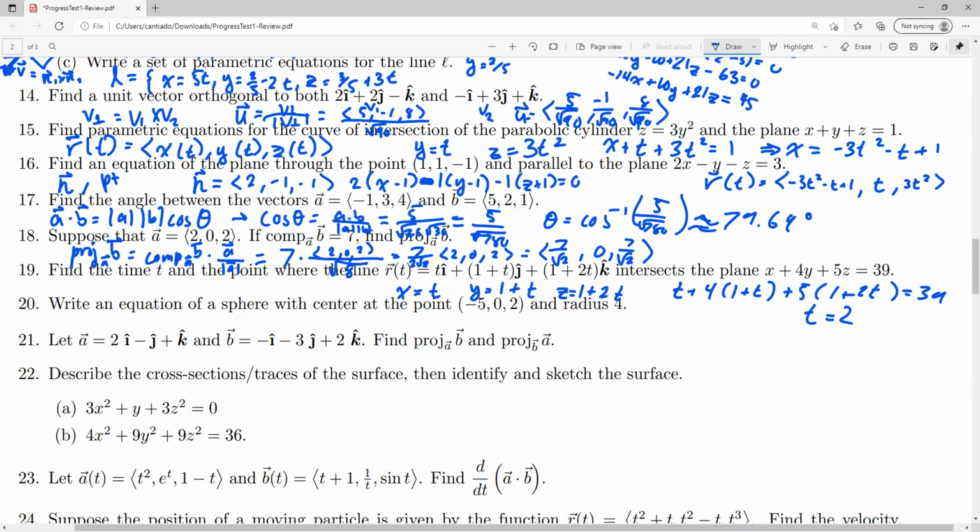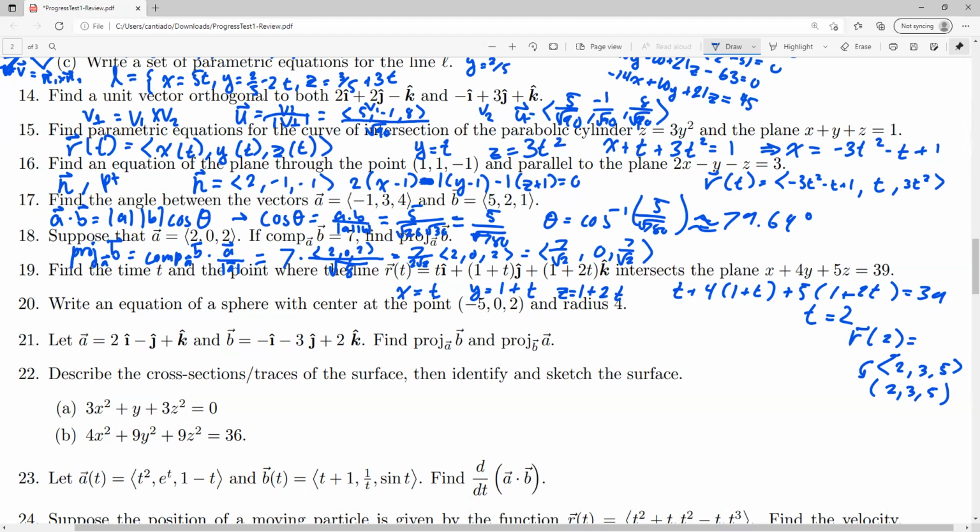And in order to find the point, all you need to do is plug it back into the space curve. So we'll do r at 2, which gives us this vector, which will be our point in a sense, right? It'll give you 2, 3, 5. So the point is 2, 3, 5, right? That's your answer.